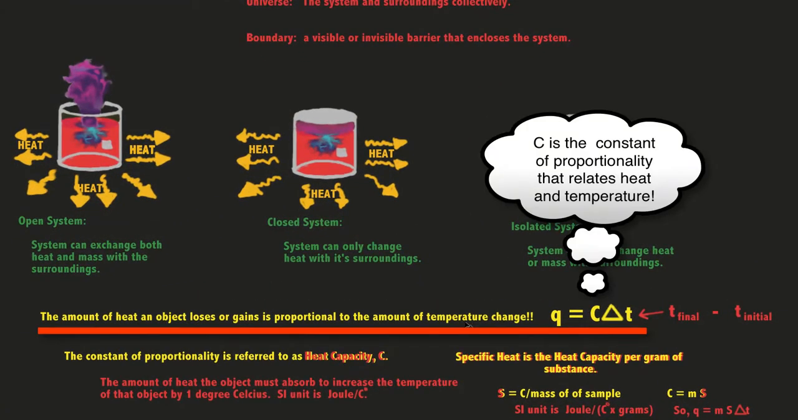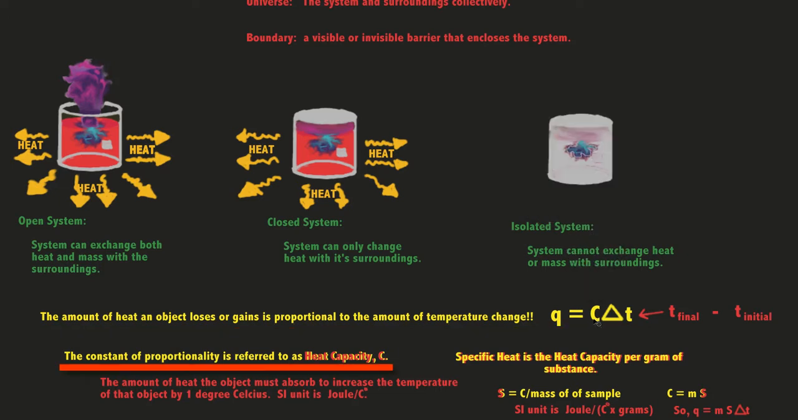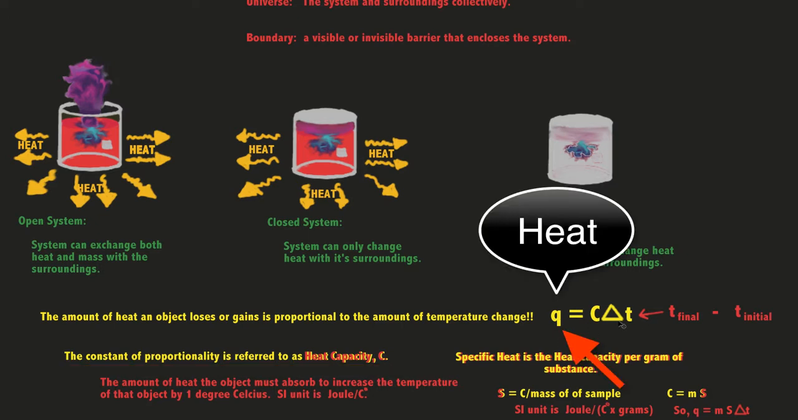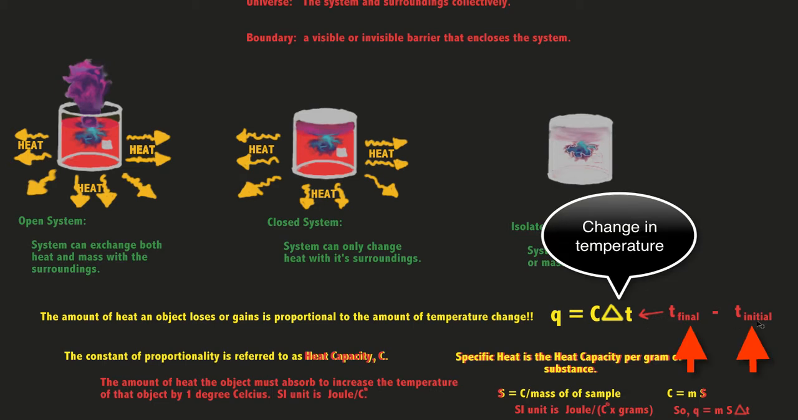The amount of heat an object loses or gains is proportional to the amount of temperature change. And that proportionality constant would be referred to as the heat capacity. So here's Q. Q is the heat. Delta T is the final temperature minus the initial temperature.